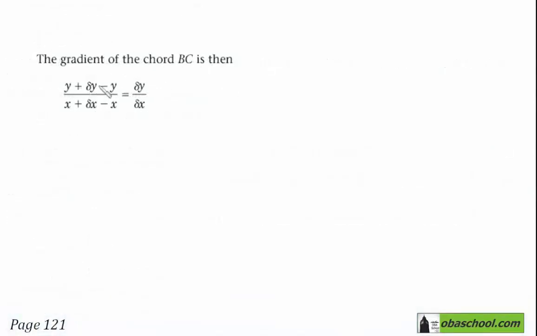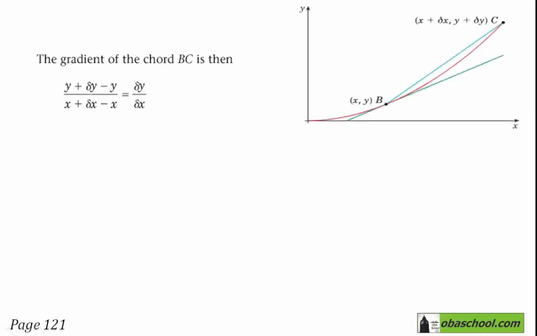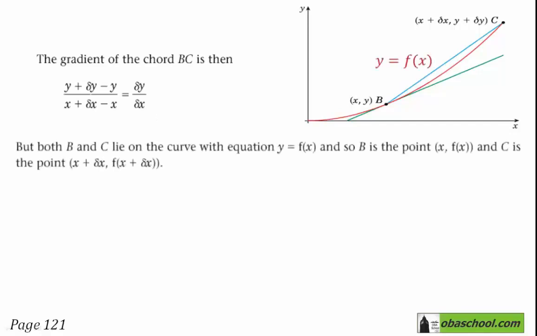The gradient of the chord BC is then the difference in y divided by the difference in x. We have both points. If we find the difference in y and divide it by the difference in x, we find that the answer is going to be delta y divided by delta x, and this is by direct substitution.